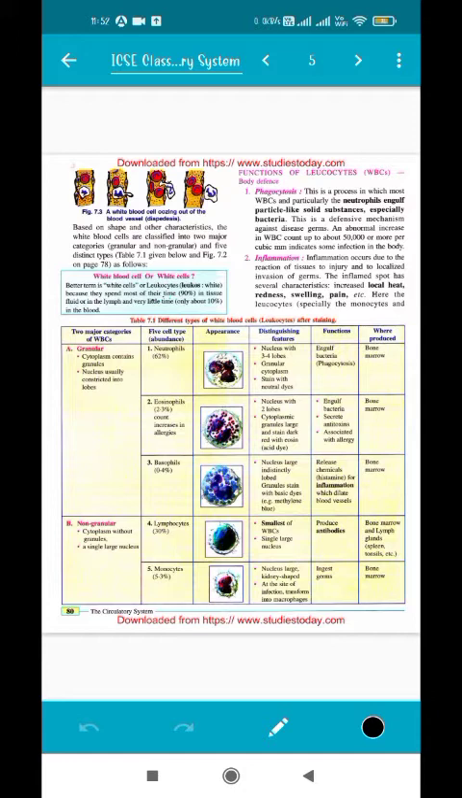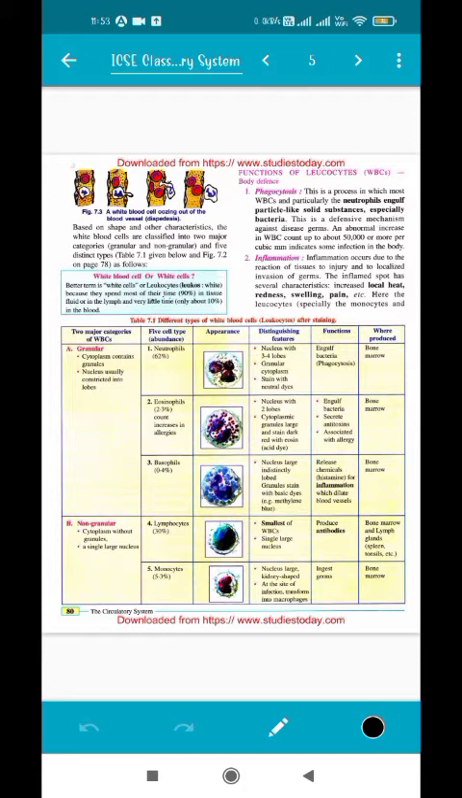Next, let us see about the different types of white blood cells. As I told you, it is based on the structure of cytoplasm. So it is divided into two parts, granular and non-granular. In case of granular, the cytoplasm is filled with small granules, small like dotted structure. But in case of non-granular, there are no granules in the cytoplasm of the white blood cell.